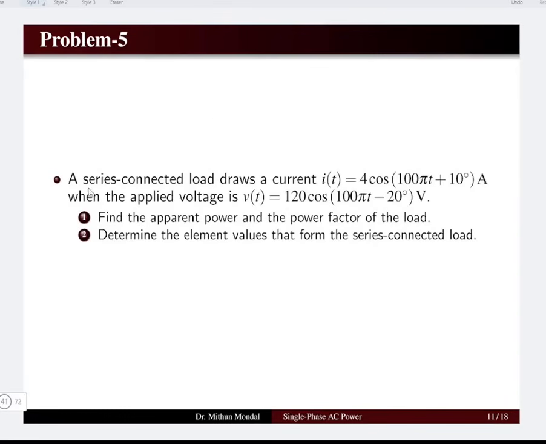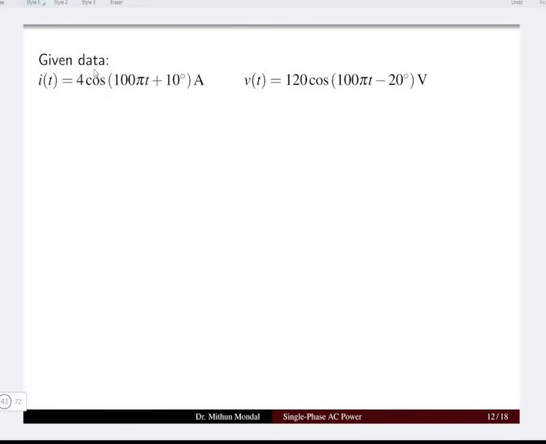Next problem: there is a series connected load which is drawing a current. The instantaneous current equation is given, and the voltage across the load is also given. Find the apparent power and the power factor of the load, and determine the element values that form the series connected load. It is not given what type of load is making up the series connected load; that we have to determine.